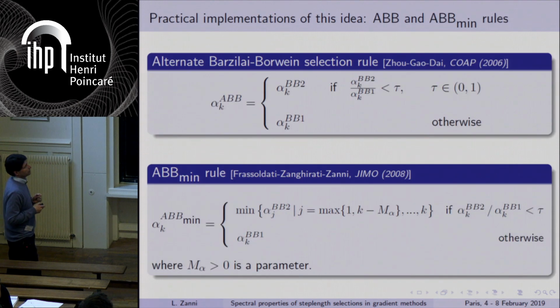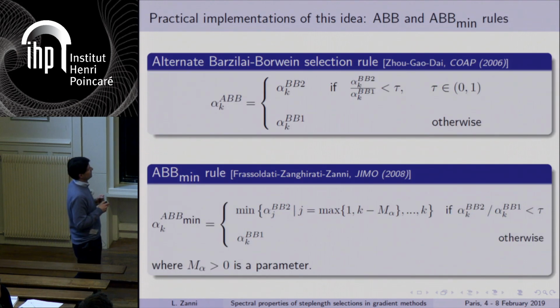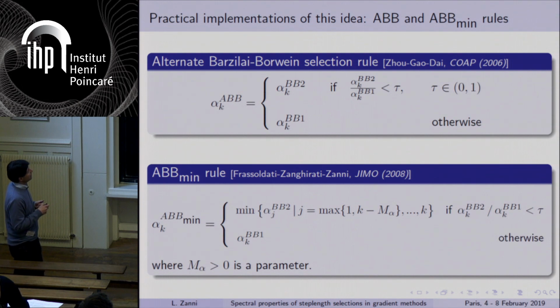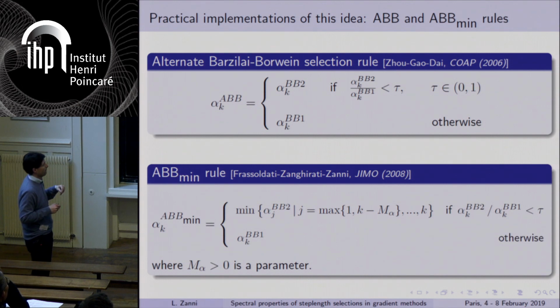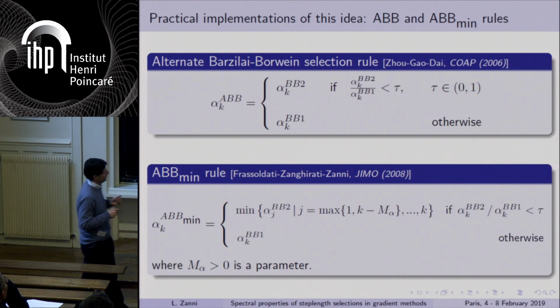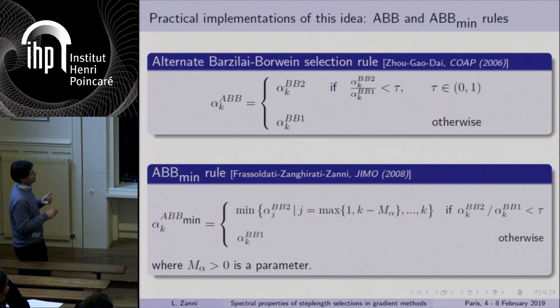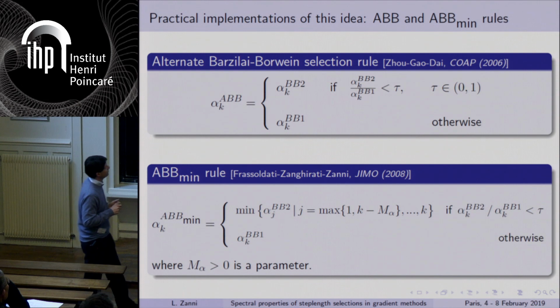In practice, we can summarize this consideration in formulas, and then we have a very simple strategy. These are called the alternated Barzilai-Borwein rules, and as you can see, they suggest to exploit the second rule, or the minimum of the values produced by the second rule, for some iterations. Then when the switching condition suggests to exploit the BB1 rule, you can switch to the other rule.